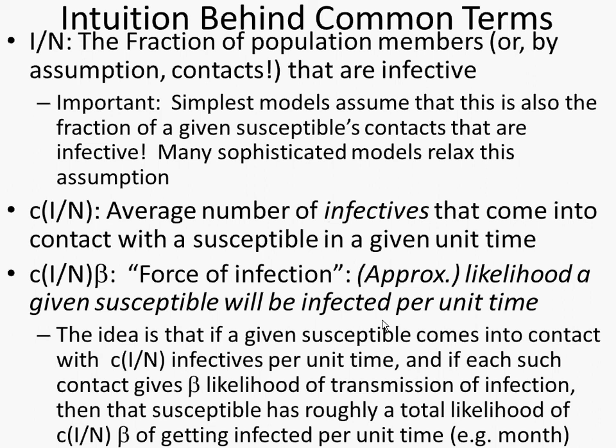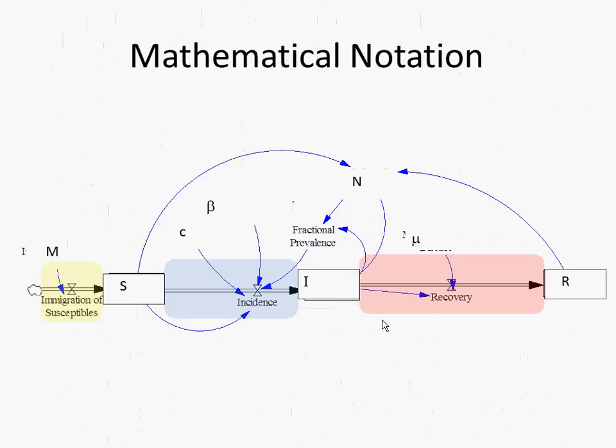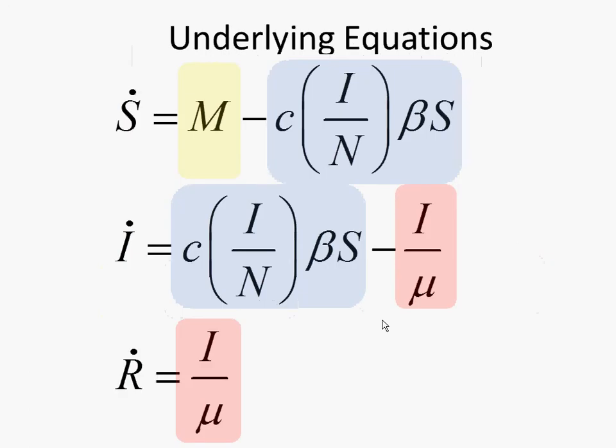So let me ask this. If that is the average chance of a susceptible getting infected per unit time, how many susceptibles get infected per unit time total? That's the chance a given susceptible gets infected on average per unit time. How many susceptibles are there? What do we label that in our model? We labeled it S. So how many susceptibles on average will get infected per unit time then? S times C times I over N times beta. And that's C times I over N times beta times S, right? That's where that comes from. It can look kind of mysterious, but that's all it is.